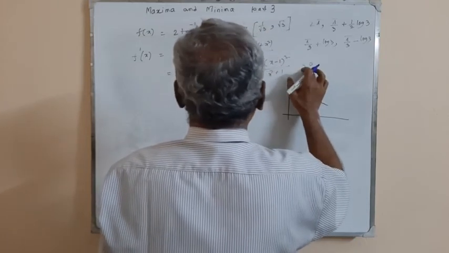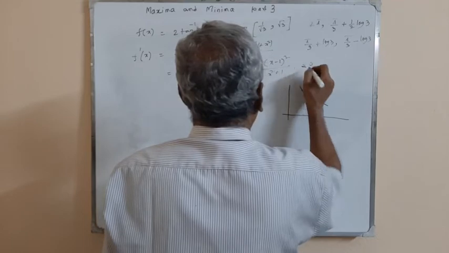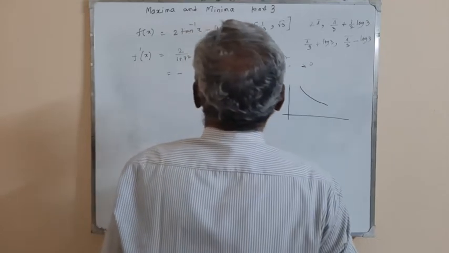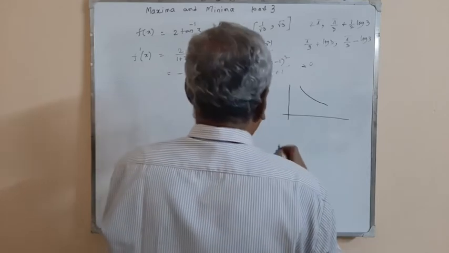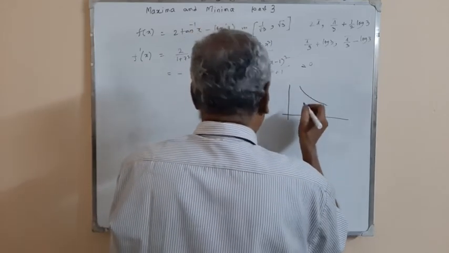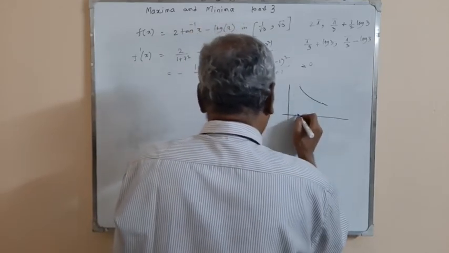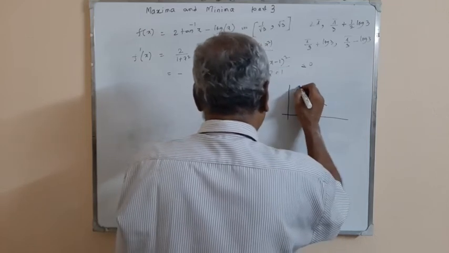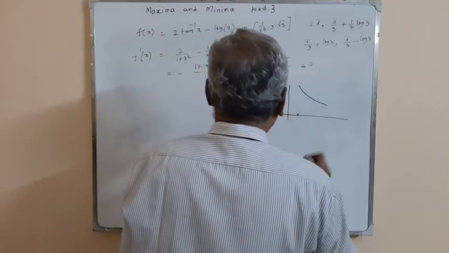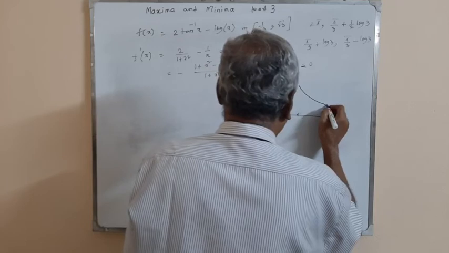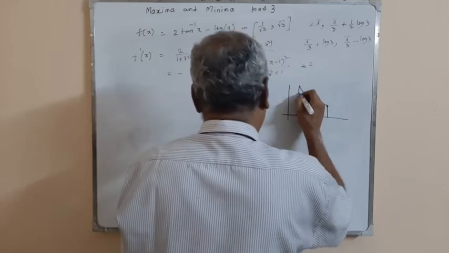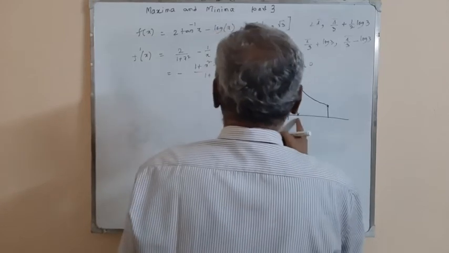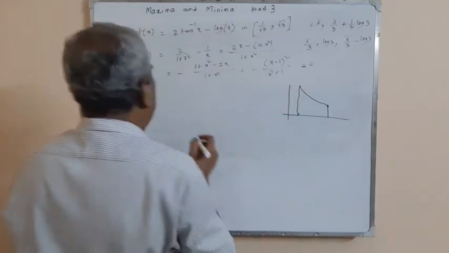It is always less than or equal to 0. So if it is a decreasing function, its value is maximum at the beginning of the function and minimum at the end of that function. Here minimum and here it is maximum. That point is 1 by root 3.